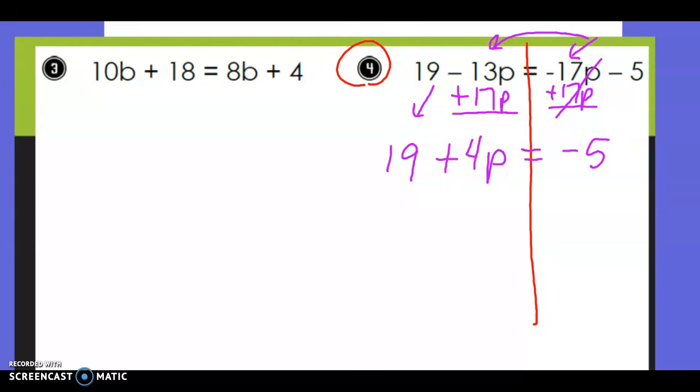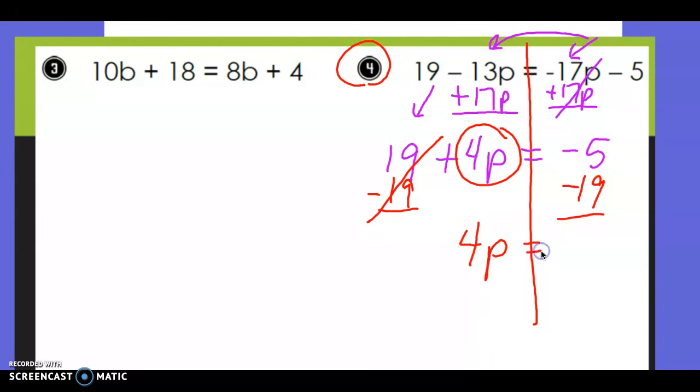Now I have an equation that I'm used to. I want to get this 4p all alone. So to get rid of 19, I'll subtract 19 from both sides. The 19s now cancel each other out, and be careful that you've subtracted 19 from both sides. I have 4p left, and negative 5 minus 19 is negative 24.